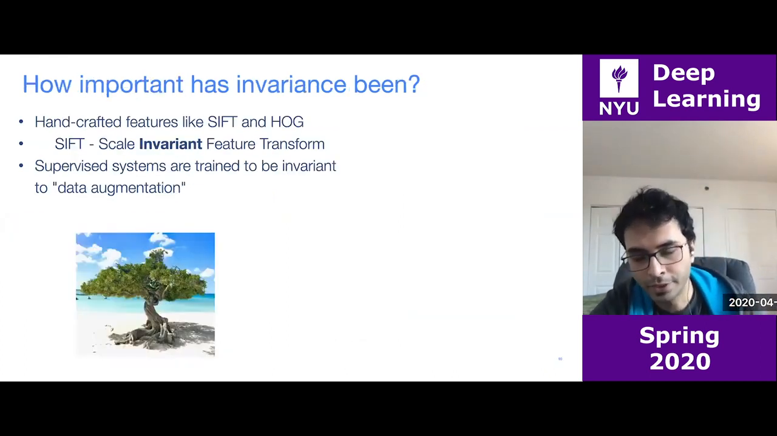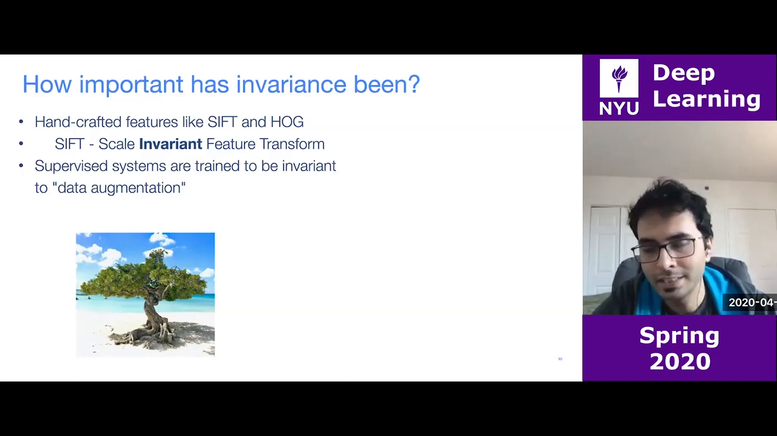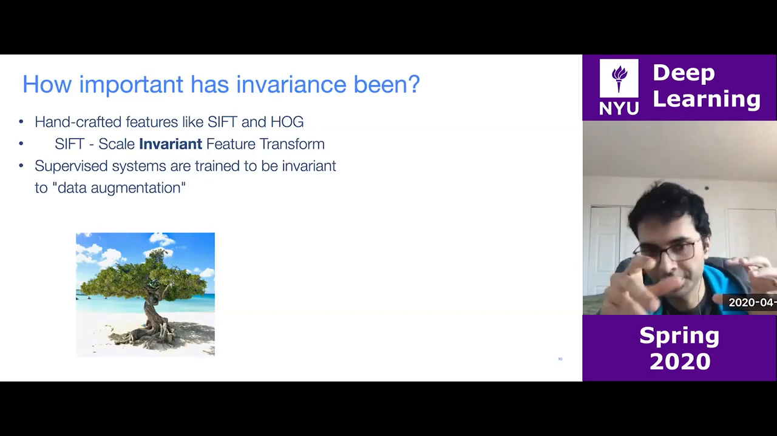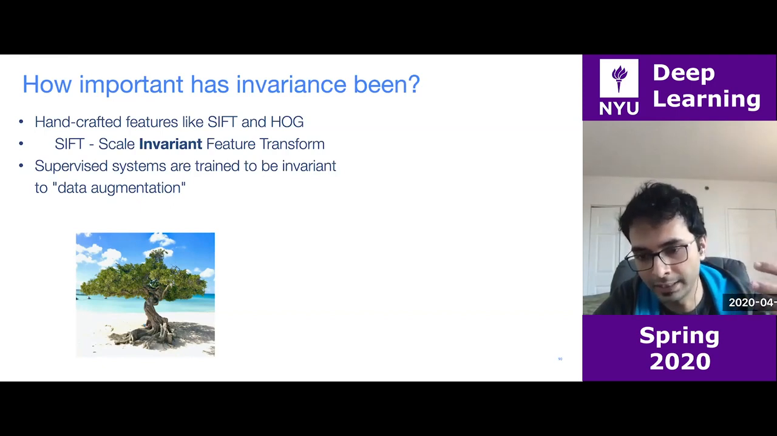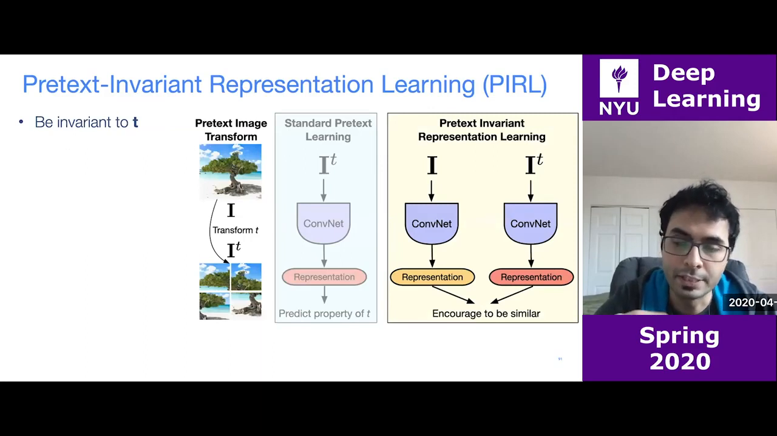Invariants have been the workhorse for feature learning. Something like SIFT, which is a fairly popular handcrafted feature, the I in SIFT really stands for invariant. And supervised networks, for example supervised AlexNets or supervised ResNets, are trained to be invariant to data augmentation. You want this network to classify different crops or different rotations of this image as a tree, rather than ask it to predict what exactly was the transformation applied to the input. So this is what inspired PIRL.